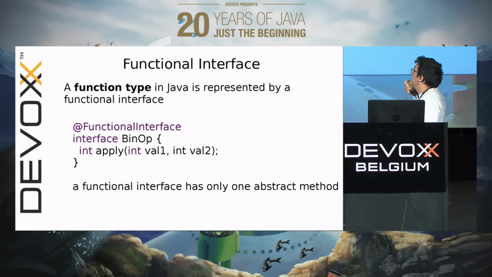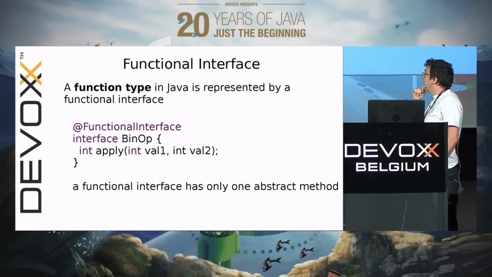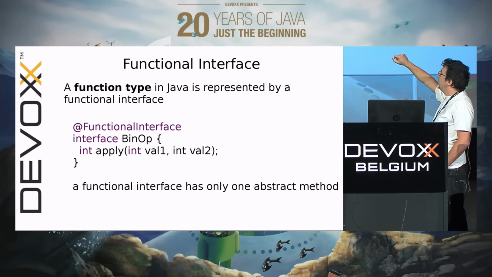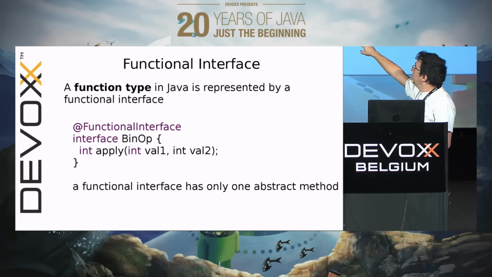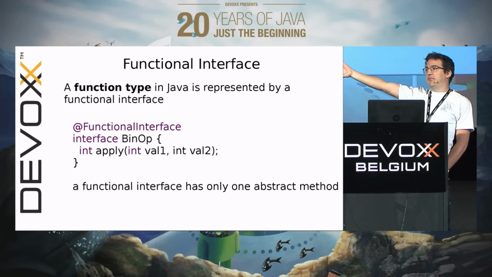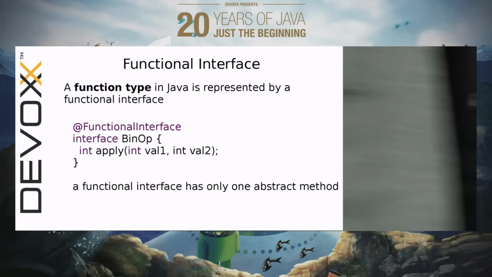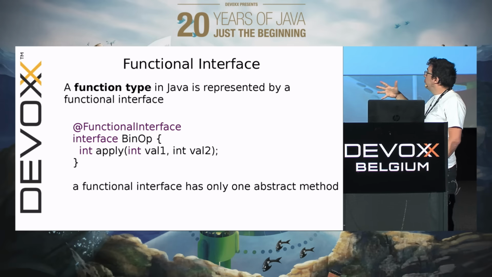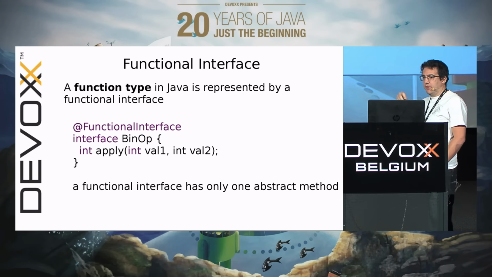So basically, if I have an interface like this, an interface BinOp with a method apply that takes two ints and returns an int, what we have done in the expert group of Lambda is just teach the compiler that this can represent a function that takes two ints and returns an int. This is a function type. If I want to pass a function that takes two ints and returns an int, I will be able to use BinOp to represent that type. So a functional interface is just an interface with one abstract method, and you can use it to type a function.